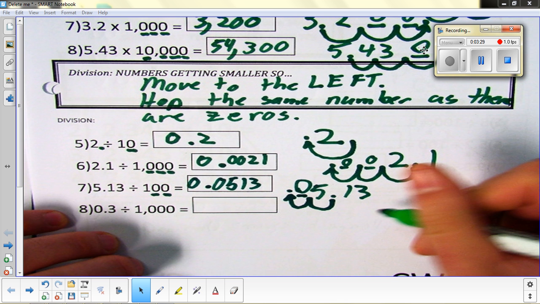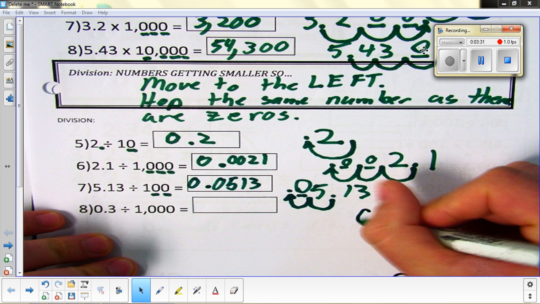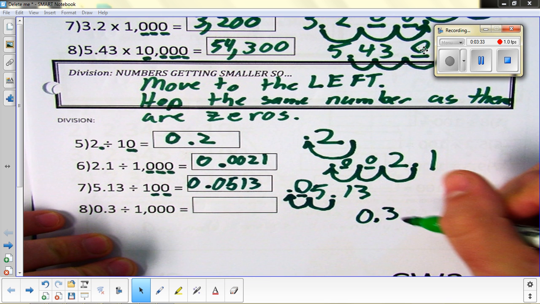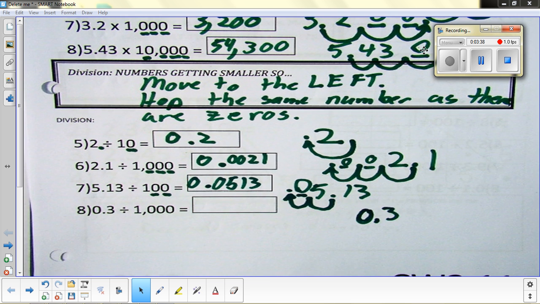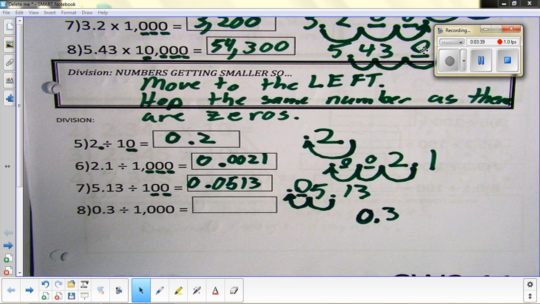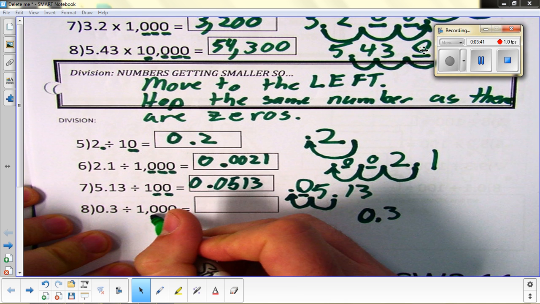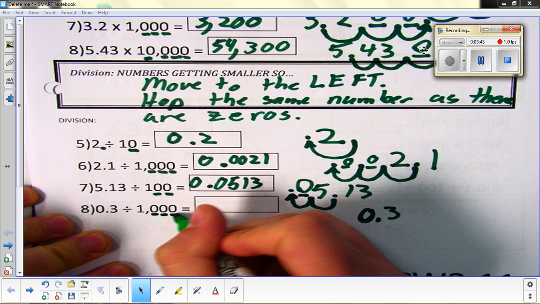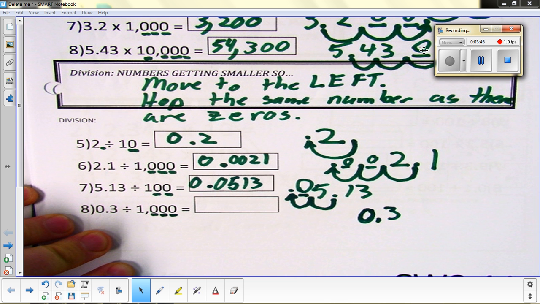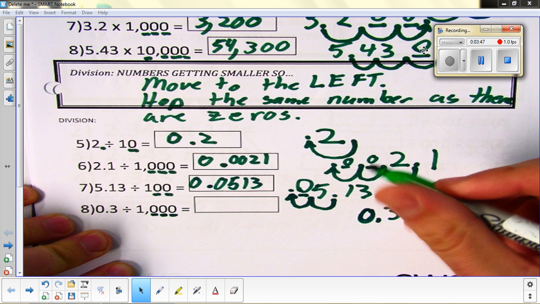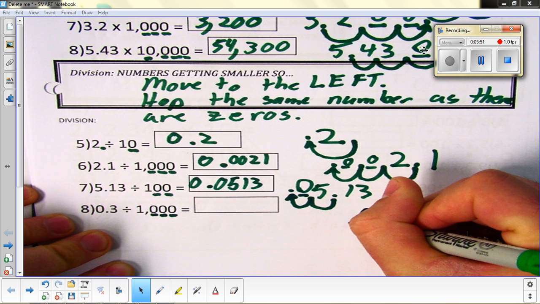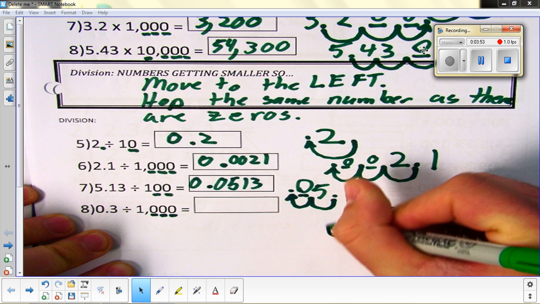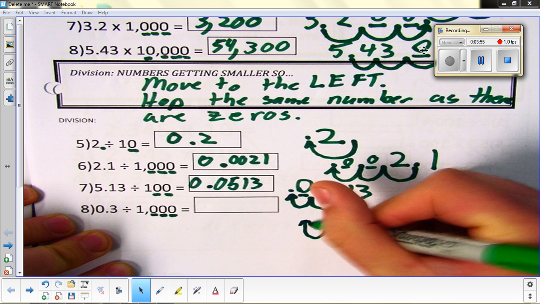Last one. 3/10 divided by 1,000. Do I move to the right or left, class? That's correct. For division, I move to the left. How many zeros are there? How many spaces to the left do I move? That's correct. Grab your decimal, move 3 spaces, 3 hops. 1, 2, 3. My new decimal lives here.